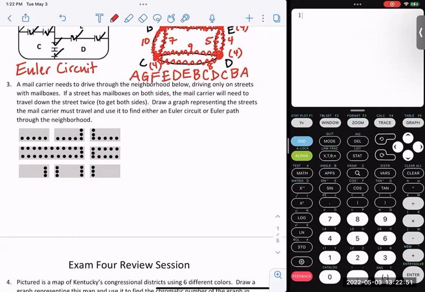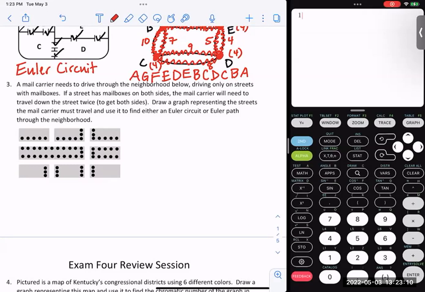So that makes sense. We don't want them to travel any edges they don't have to. We don't want them to waste time driving down streets that don't have mailboxes. And we also don't want them to have to drive back down a street that they already delivered to if we don't have to, right? So it makes sense that we would try to get an Euler circuit or an Euler path at least out of this.